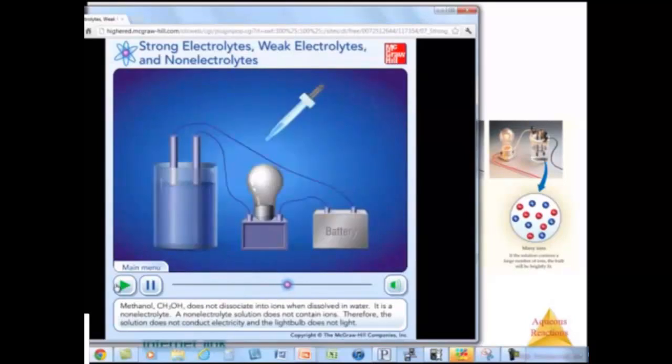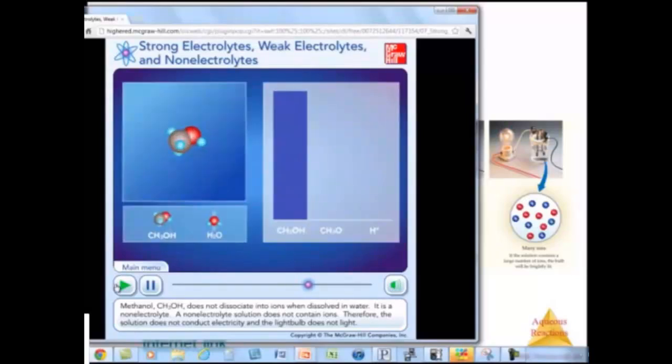Methanol, CH3OH, does not dissociate into ions when dissolved in water. It is a non-electrolyte. A non-electrolyte solution does not contain ions. Therefore, the solution does not conduct electricity and the light bulb does not light. Methanol molecules contain a polar OH group. The oxygen has a partial negative charge and the hydrogen has a partial positive charge. This charge separation is called a dipole.